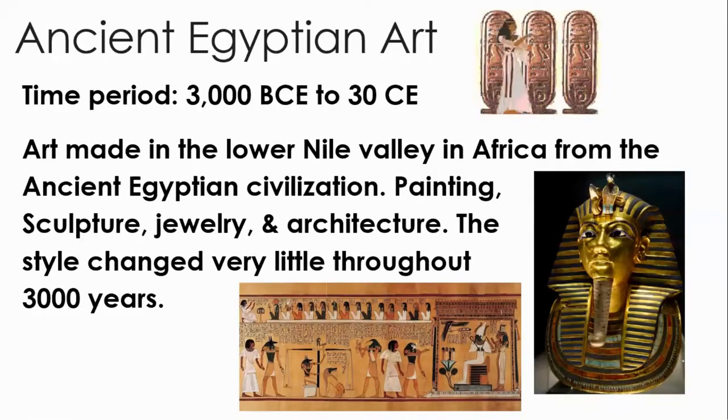Today we're going to be talking about ancient Egyptian art. Ancient Egyptian art ranges in time period from 3000 BC to about 30 AD. So about 3,000 years, a very long time for an art movement. Ancient Egyptian art covers painting, sculpture, jewelry, and architecture, especially as we know through the pyramids.